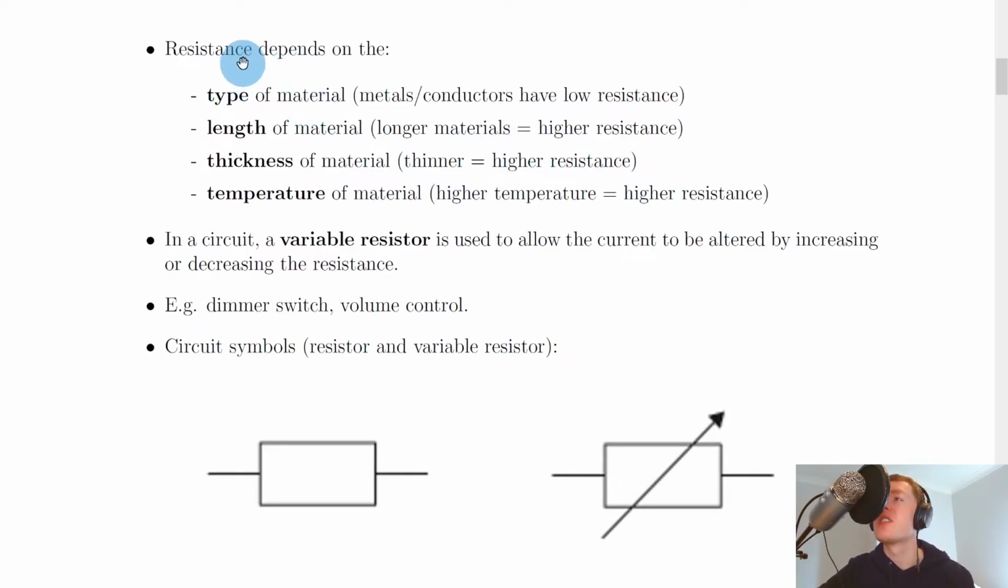And the last thing that resistance depends on is the temperature of the material. So we say that the higher the temperature, the higher the resistance. And this is due to the increased movement of the molecules that make up the material. So if the molecules are moving about more and colliding with these electrons that are trying to move through the material, then this will pose a higher resistance to that flow of electrons. So we could therefore say that a lower temperature material will have a lower resistance.